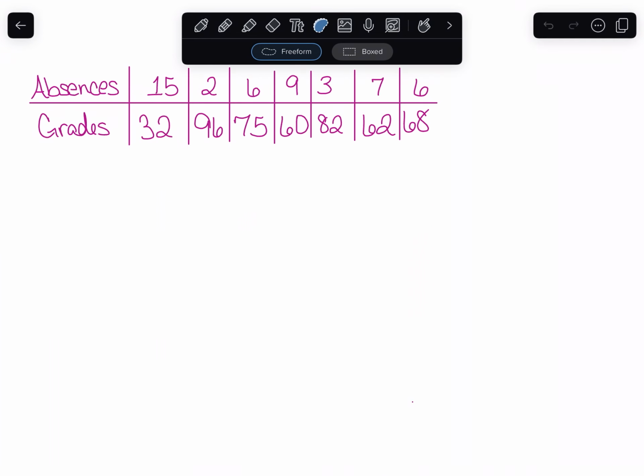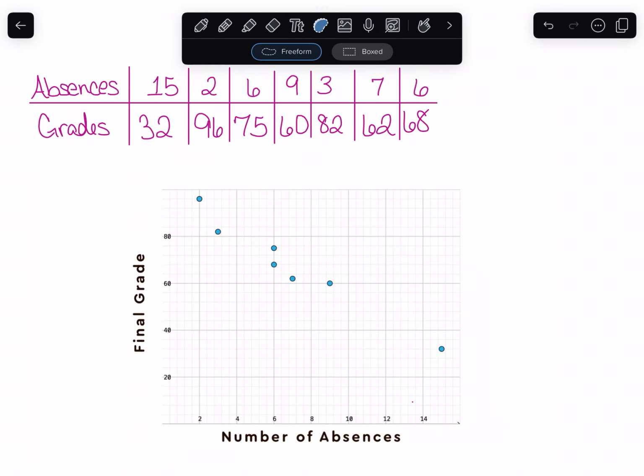Let's consider this data set that relates the number of absences a student has with their final grade. In order to create our scatterplot, we're going to put absences on the x-axis and grade on the y-axis. This is because it's expected that the number of absences will impact our final grade. So the final grade will be dependent on the number of absences. We then plot each individual as an ordered pair. And we can see what this graph looks like here.